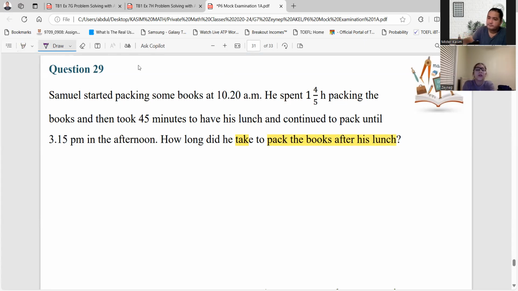Dang, he took a long time. He started at 10 a.m. and then finished at like 3. Why is it taking him so long to put books in a box? Maybe he has a lot of books in it.